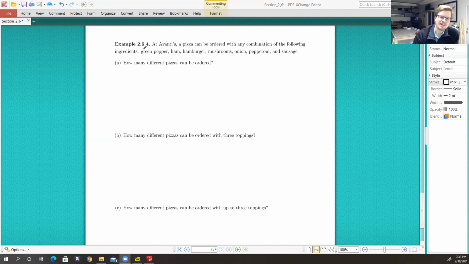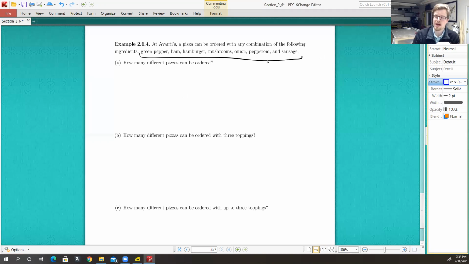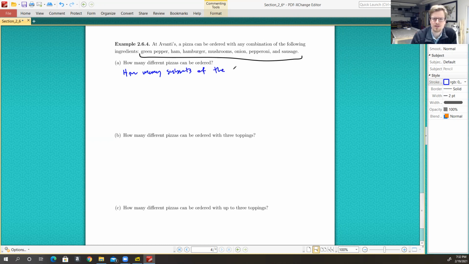Well, what we can recognize is that a different pizza is given by different selections of the toppings that can go on it. And if that's the case, we're just seeing how many different ways we can choose some toppings. So how many different ways can we choose toppings? Well, how many subsets of the toppings are there, right? If one selection, one choice of toppings is a subset, then we're just looking for all the possible subsets. So how many subsets of the toppings? That's the question that we need to answer.